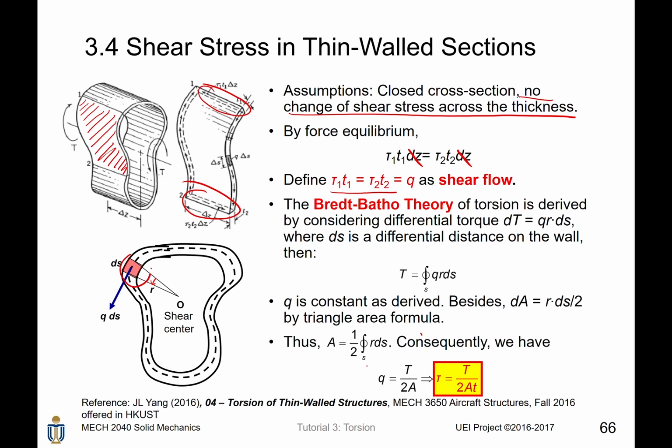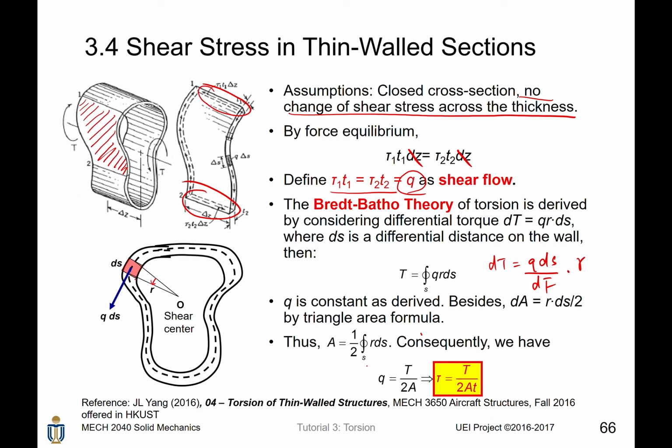Consider a piece of material under the shear flow Q with the length ds. Since the shear flow has already taken the thickness of the material into consideration, Q ds is just a force, a differential force acting on this differential element. Therefore, we can write the differential torque equals the differential force times the length of the arm, r. As we derived, Q is a constant, it is uniform.